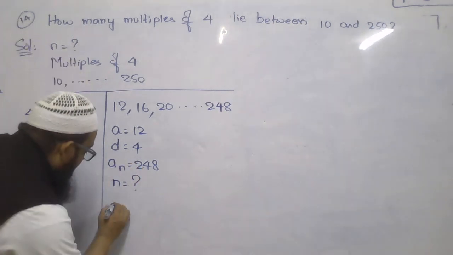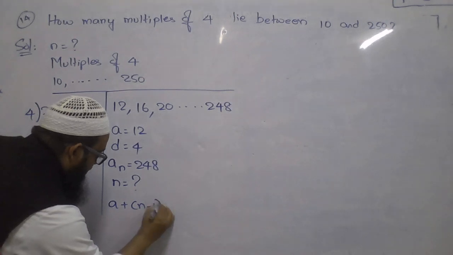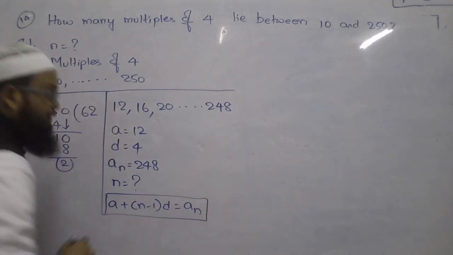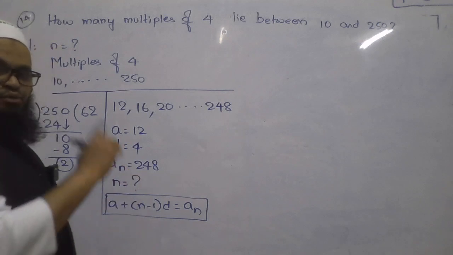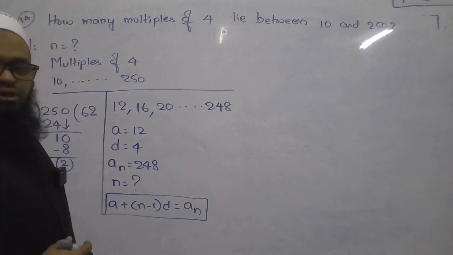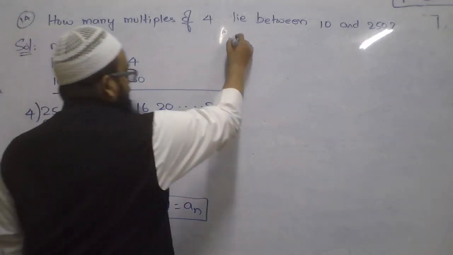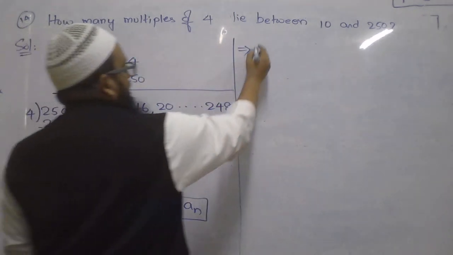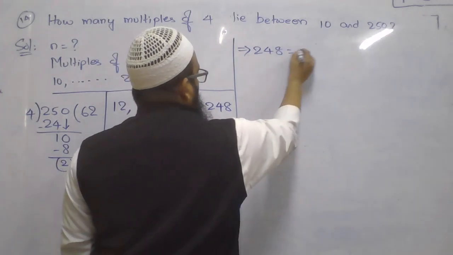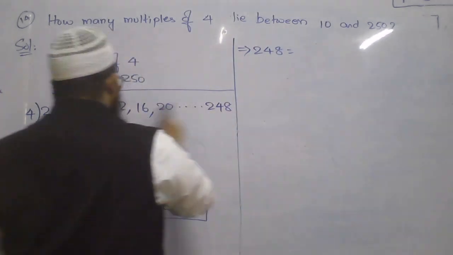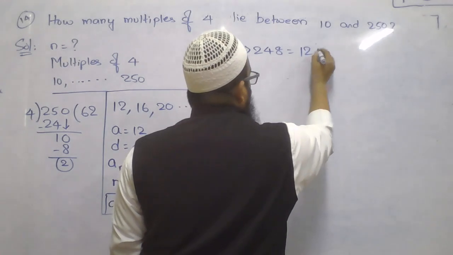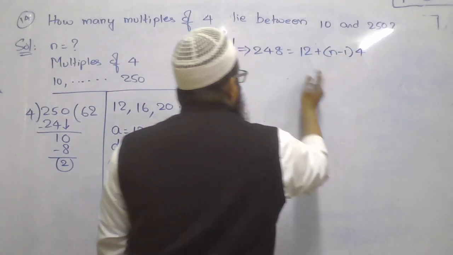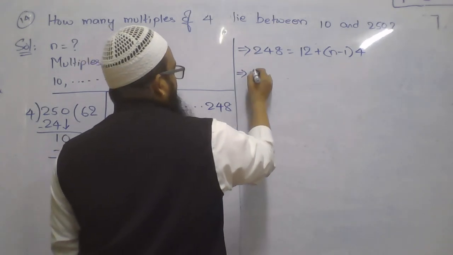So what is the concept? a plus n minus 1 into d is equal to the nth term. So this is the concept. Once you know the concept, what is given and what to find, then it will be easy for us to find n. Let us substitute. What is an? 248 equals a, what is a? 12, plus n minus 1 into what is the common difference? 4.